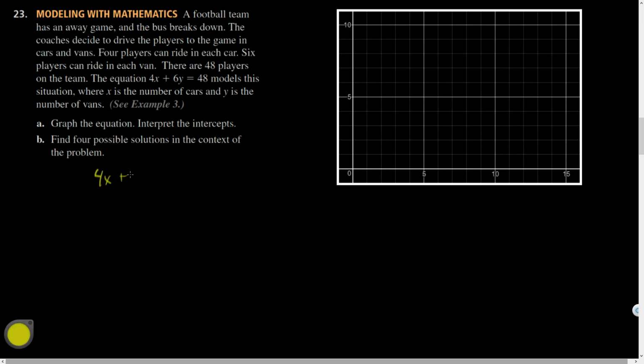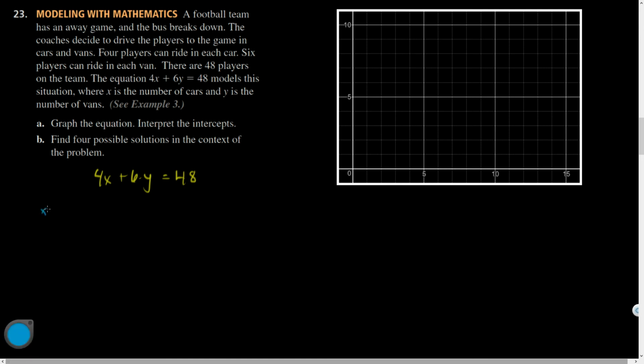Fortunately, they gave us the equation. Eventually, we'll be writing some of our own equations based on problems like this. But for right now, they gave it to you. Does that kind of make sense? 4 people per car multiplied by the number of cars is the total number of people traveling in cars. 6 people per van times the number of vans represents the total number of people riding in vans. And when I add the number of people in cars plus the number of people in vans, that's the total. Yeah, I think it makes sense. I don't think we need to do that.